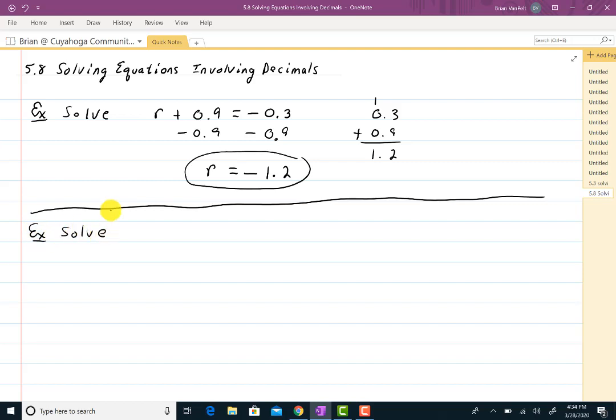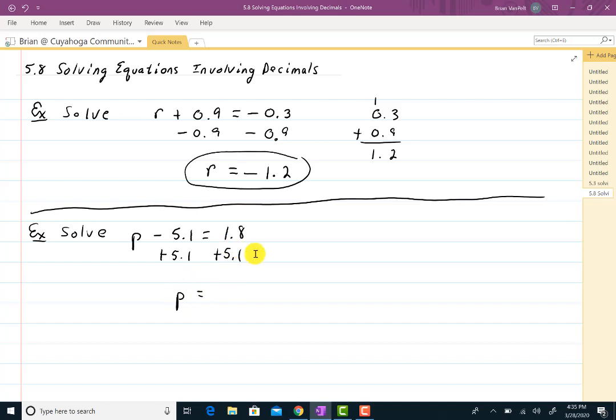So I'm just going to run through tons and tons of equations. Here we have p minus 5.1 equals 1.8. So just like the last one, I want to get p by itself. So there's a minus 5.1 on that side. To undo that minus, I'm going to add 5.1 to each side. And so we'll get p by itself like we should.